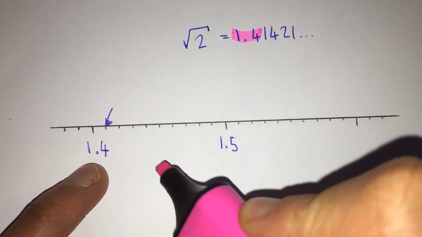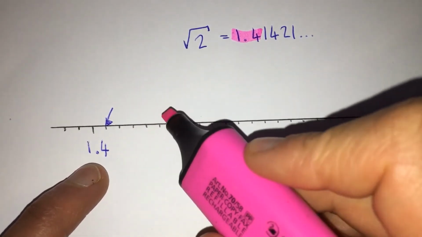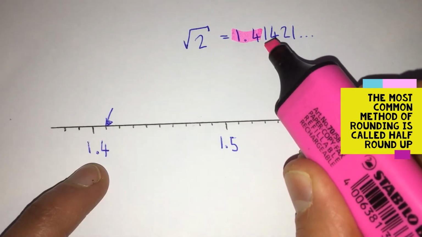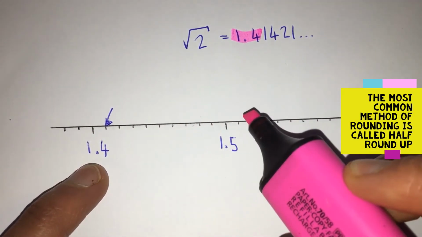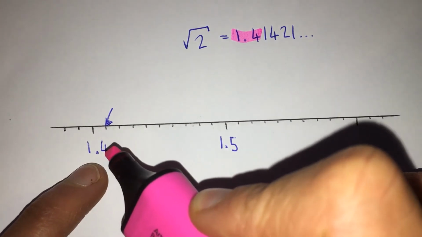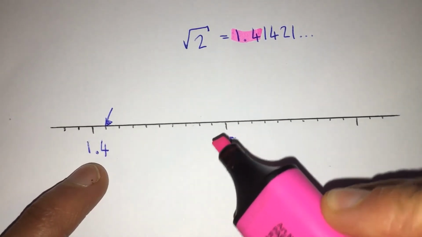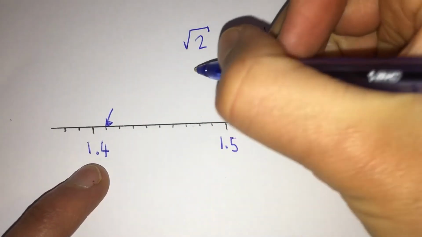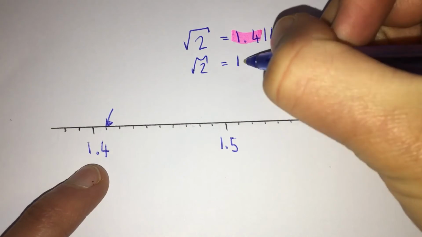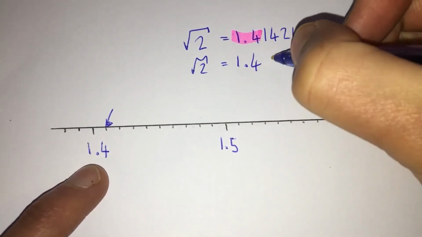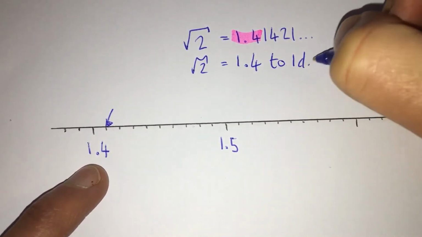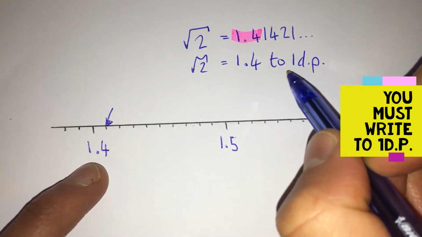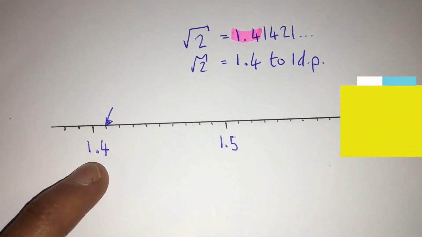And the method that we use is the most common method of rounding, and that is that if the next digit is 5 or more, you round up. Otherwise, it stays the same. It's called half round up. So in this case, our answer, square root of 2, equals 1.4, and then we must write to one decimal place. If we're going to use the equal sign, we have to write to one decimal place.